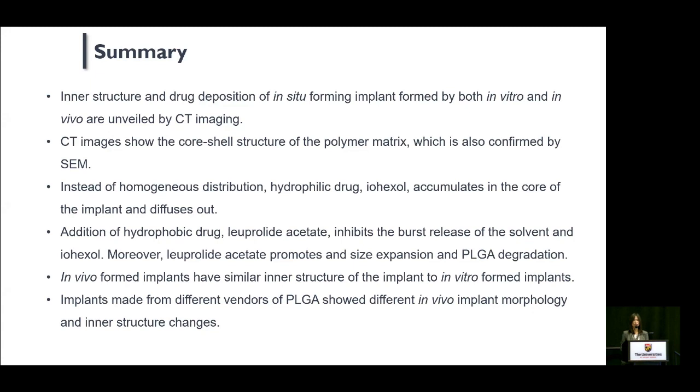When you have a more hydrophobic lupullic acetate, that does influence the miscibility of our solvent and water, and the subsequent implant formation and solidification of the polymer. So the in vitro and in vivo correlation gives us a bit more insight, and we will definitely do more toward a quantitative measure of in vivo pharmacokinetics, and then convert to the release as well.